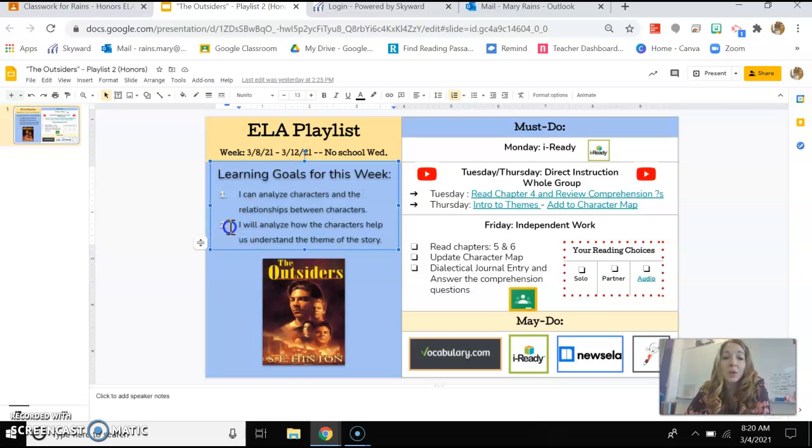So just be aware of that. The second one is I will analyze how characters help us understand the theme of the story. Because this book is so heavy on characters and character relationships, the characters are helping further the message of the author about the theme. The theme is kind of like the message of the story or the moral of the story. And so how are the characters helping us see the moral of this story? So we're going to go through that.